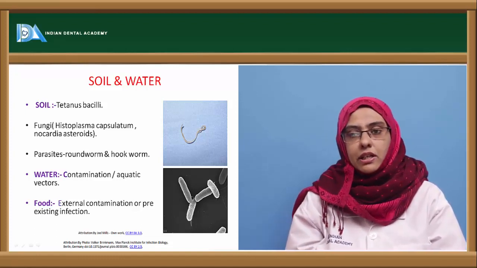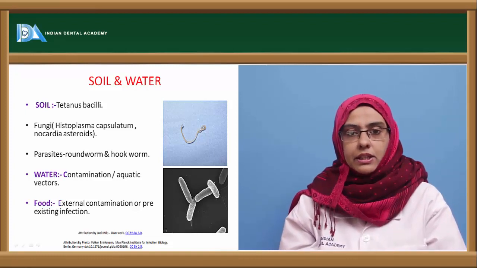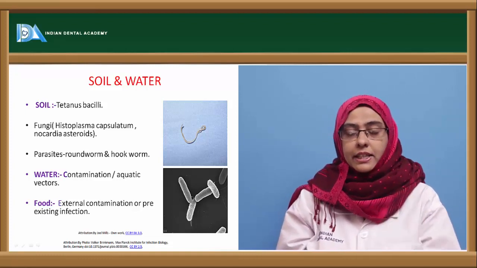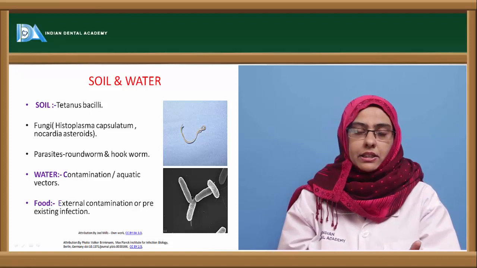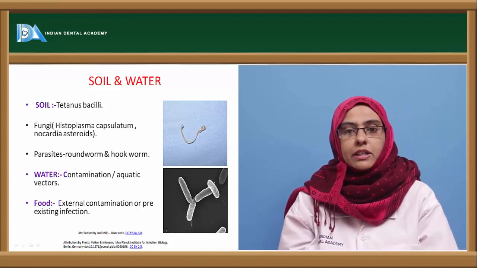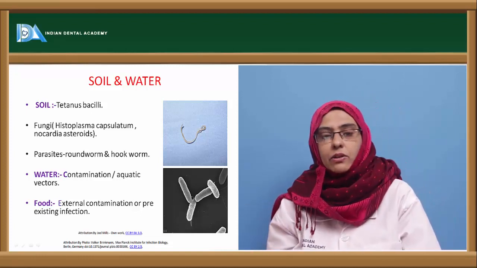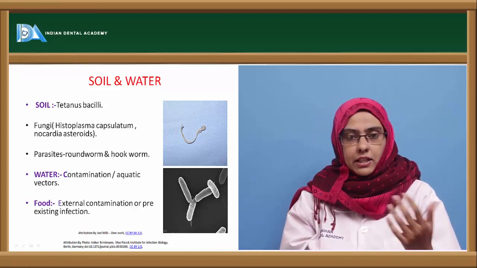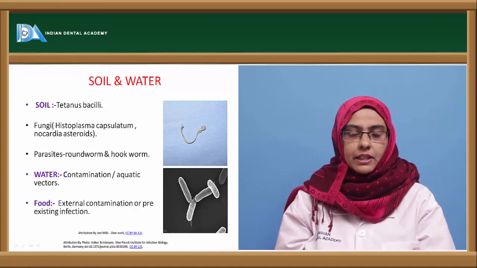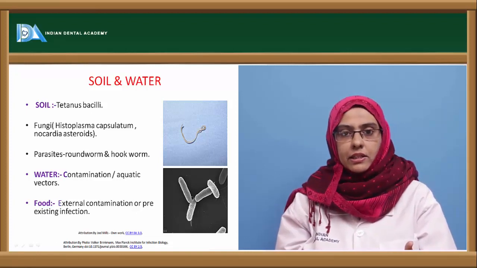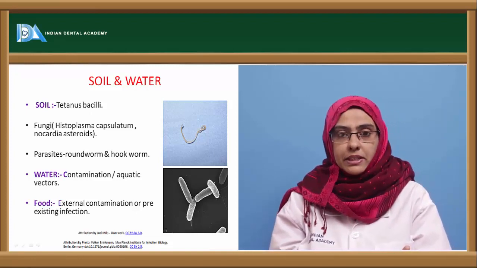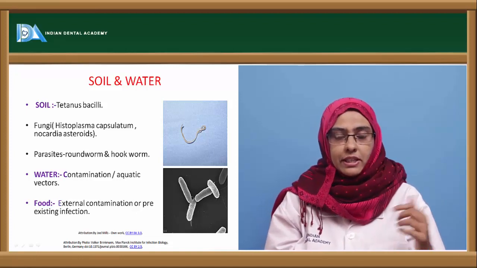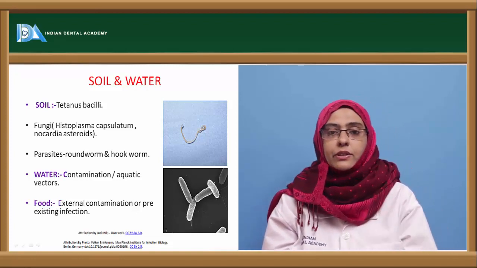Next, coming to the water. Water, again, depending upon the type of organism that is present, is either contaminated with the organism, or it is the aquatic vectors that contain the microorganisms that can transmit the infection. So among contaminating vectors, you have the cholera bacteria and other protozoa that are usually present in the water and contaminate it, and when this is consumed by humans, it can lead to infection.